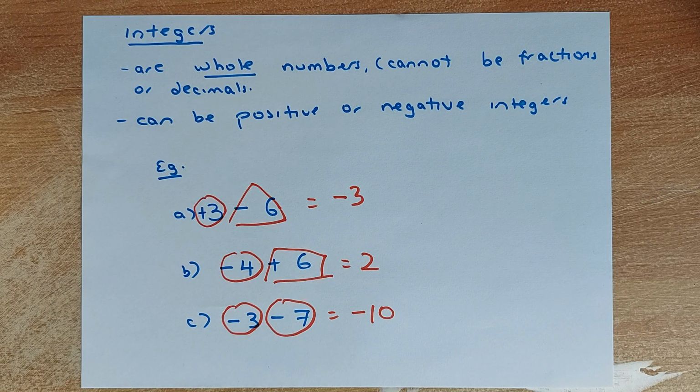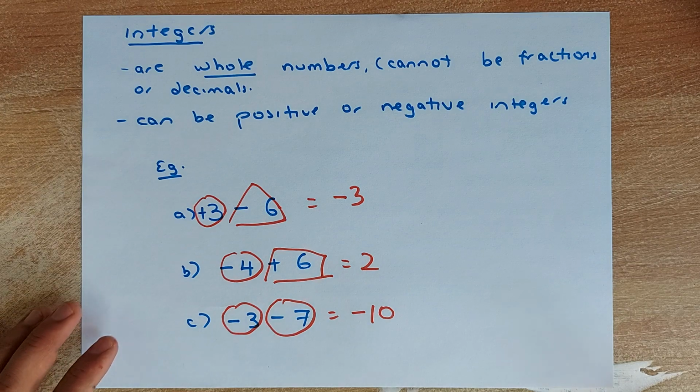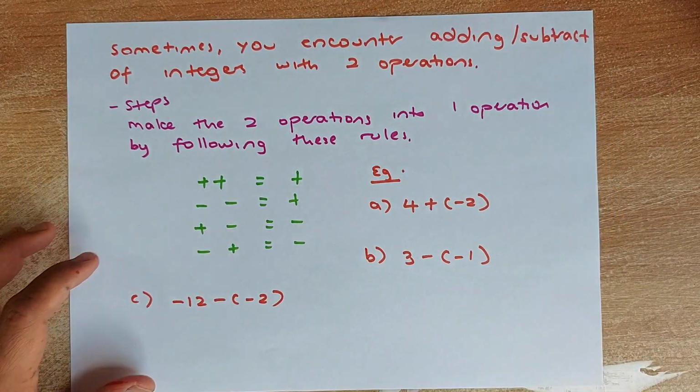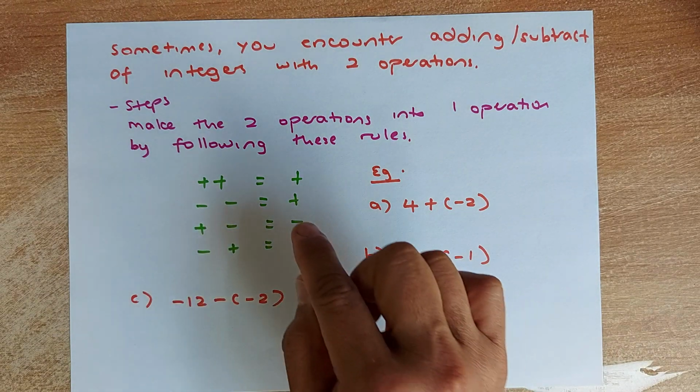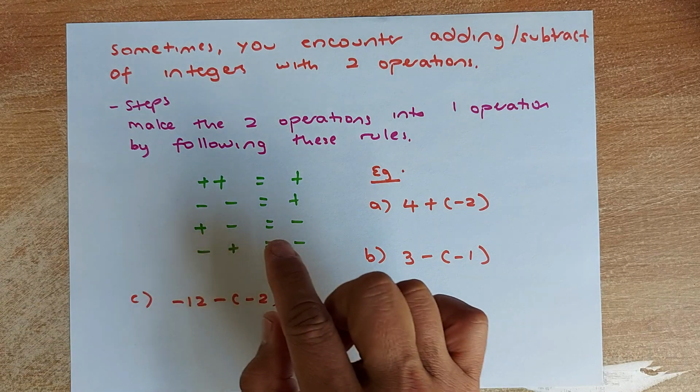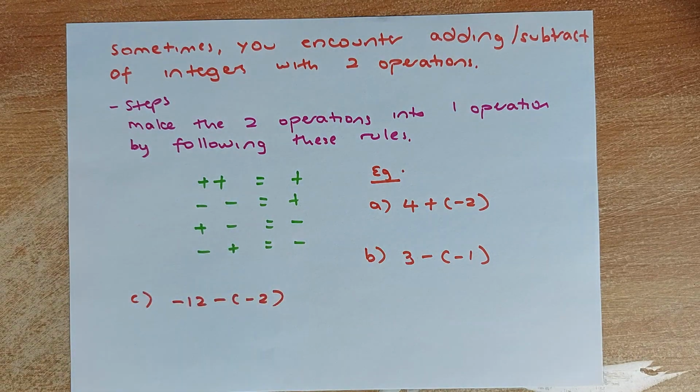So far, so good? Okay, we shall continue with a more complicated example. Now we are going to add and subtract integers where you have two operations happening at the same time. If you encounter two operations, you have to make it into one operation. To do that, follow this rule. A plus and a plus becomes a plus. A minus and a minus becomes a plus. And a plus and a minus, or a minus and a plus, becomes a minus.